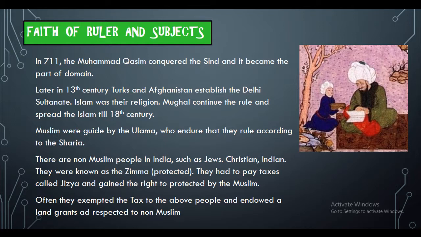Sometimes they are very much compassionate towards the other religions also. They gave land endowments. Sometimes they also exempted tax.